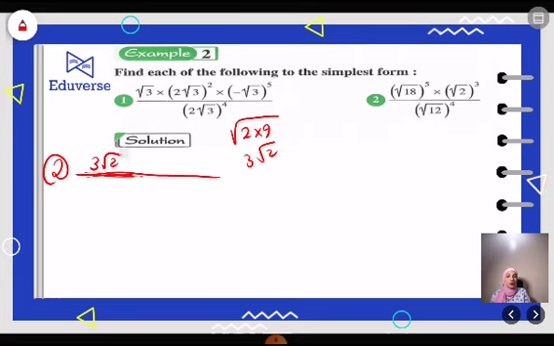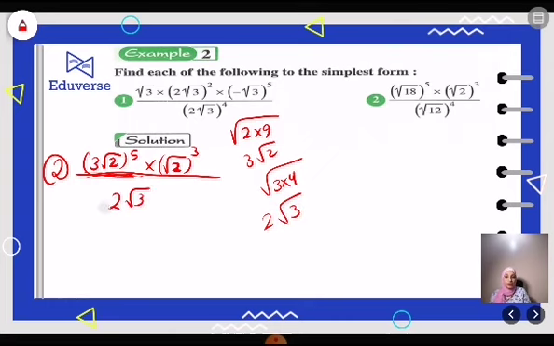It will be 3 root 2 all to the power 5. Multiply root 2, to the power of 3. Down here we have root 12. Okay, root 12 also can be done with this method. 12 can be 3 multiply 4. Yes, I took this because 4 have square root. Get it outside, it will be 2 root 3. Now I can make it as 2 root 3 all to the power of 4.